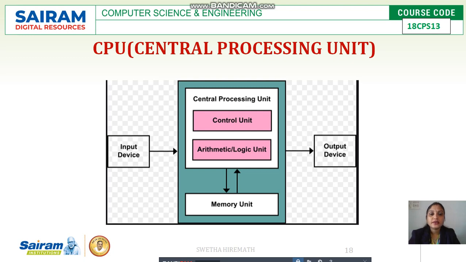In the central processing unit, the synchronization between the operations has to be done in order to achieve better performance. That is taken care of by the control unit, and this control unit passes the signals in order to fetch or receive the data, to read or write the data or make changes to the present data, and also to give the output. So this is about the central processing unit.